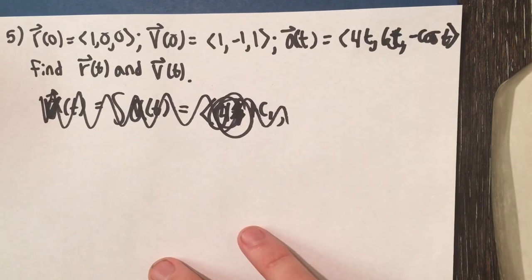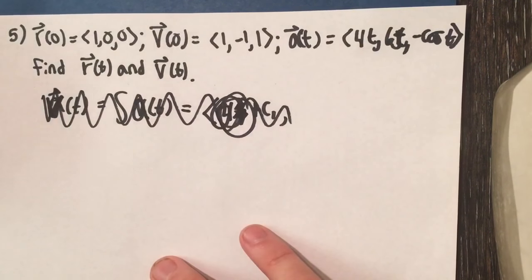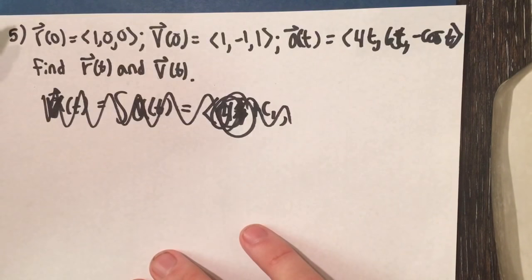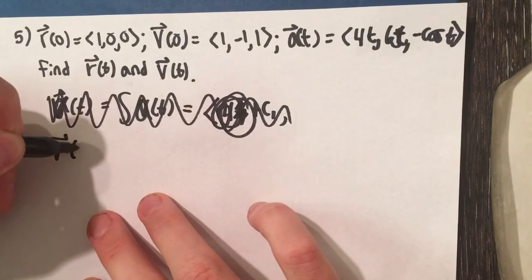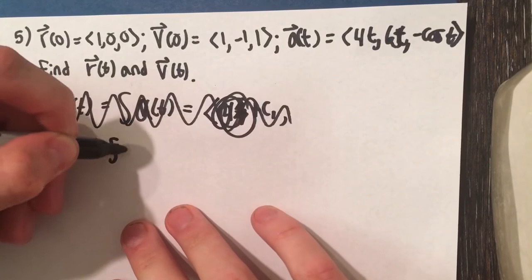Now we're going to be solving question 5. You see I made a mistake, so I had to create a second video. The velocity vector is equal to the integral of the acceleration vector.